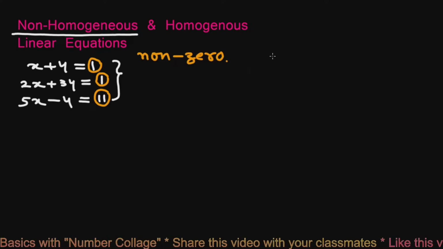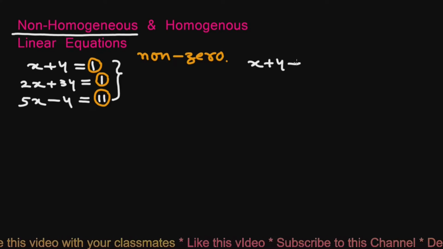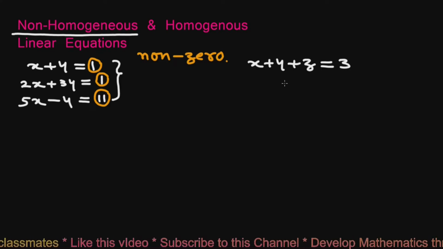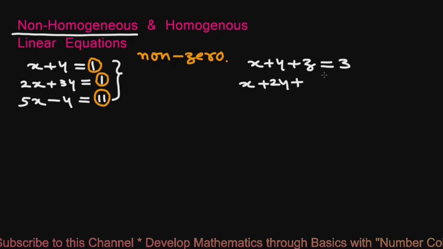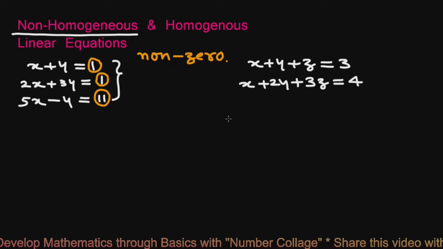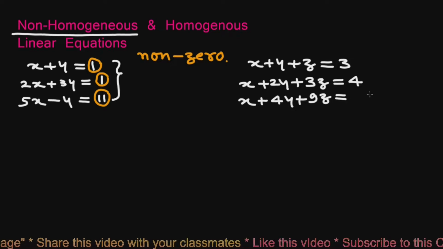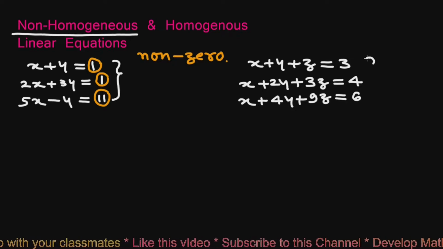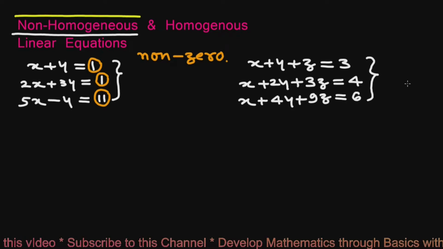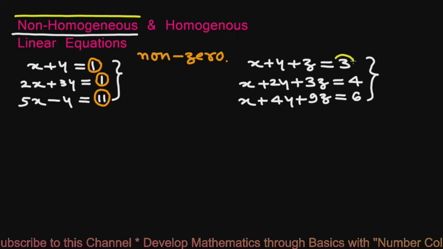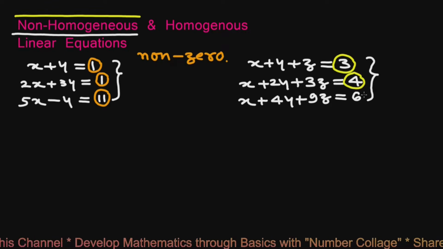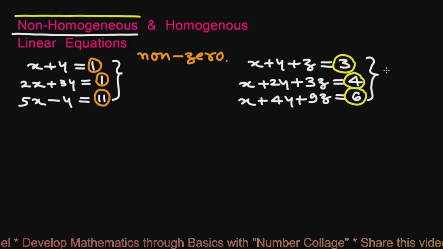Similarly, linear equations x plus y plus z equals 3, x plus 2y plus 3z equals 4, x plus 4y plus 9z equals 6 are also non-homogeneous linear equations because the right hand side of these equations is non-zero.